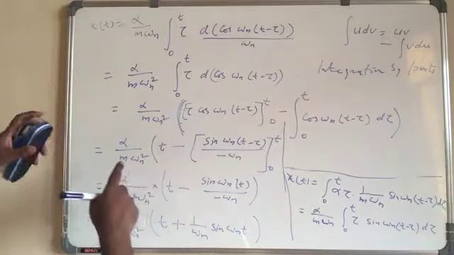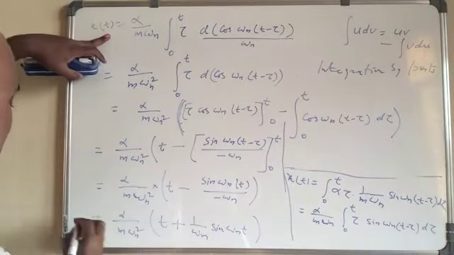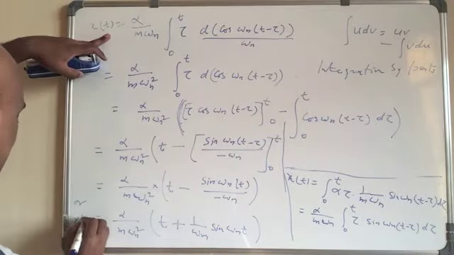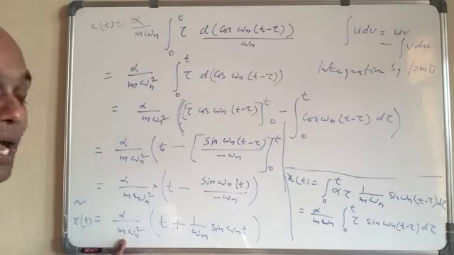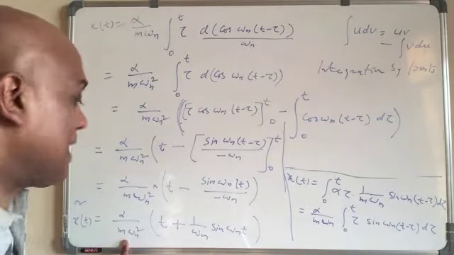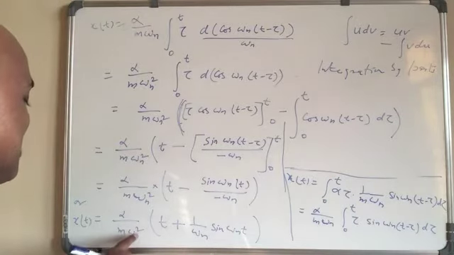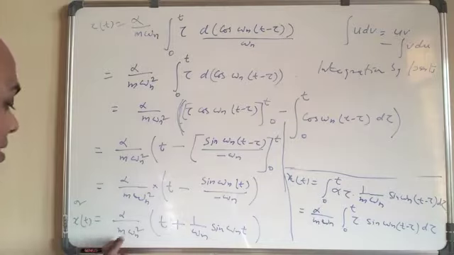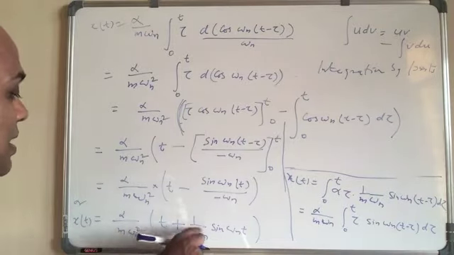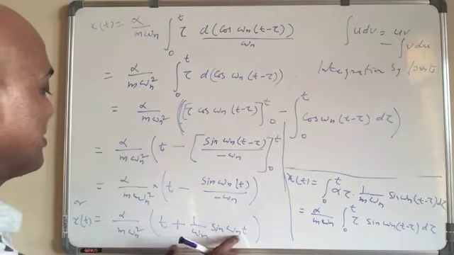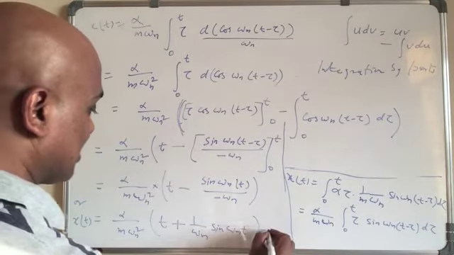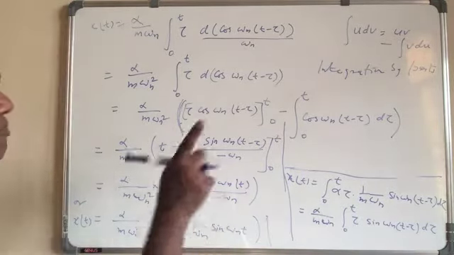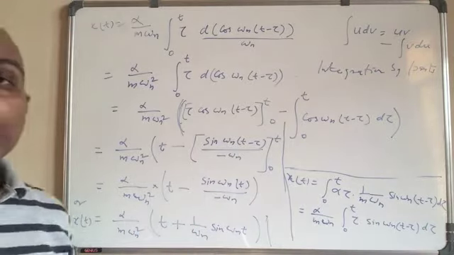The final solution becomes x(t) equal to alpha over m omega n square. m omega n square is also k, right? Instead of m omega n square you can write k here, times t plus 1 over omega n sine omega n t. So this is the solution for the ramp input.